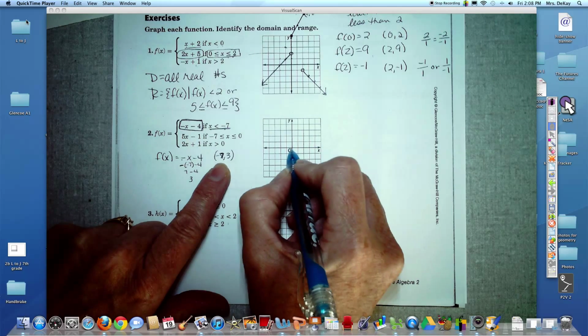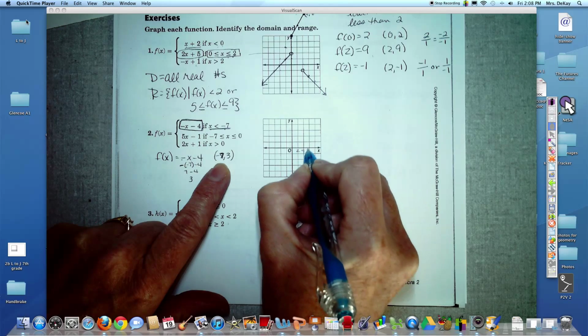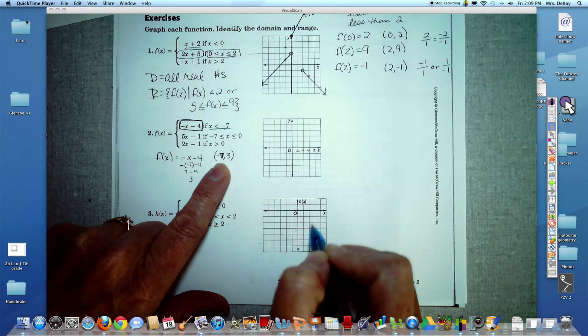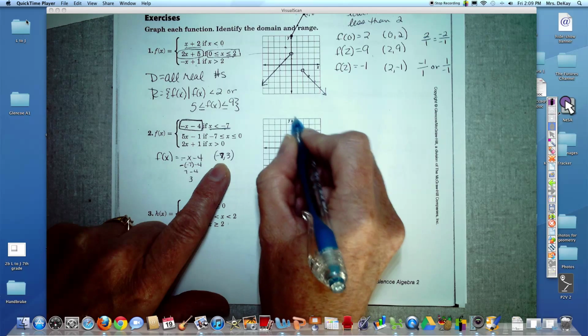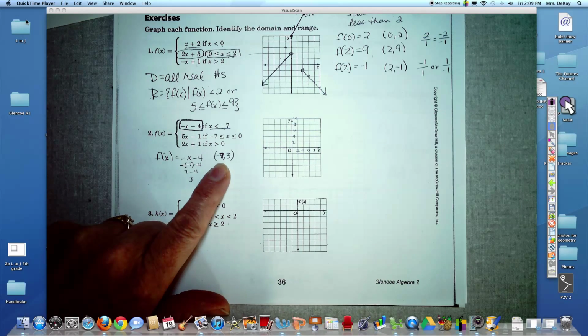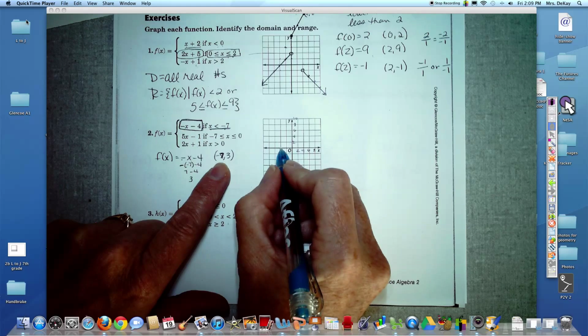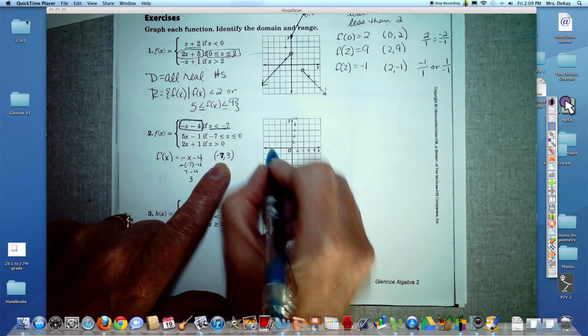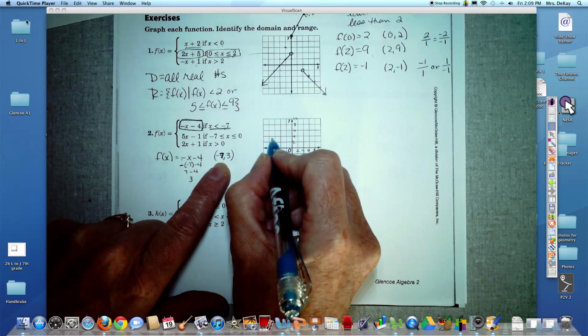I think we better count this graph by 2's, because I can foresee something weird happening here. So let's count this by 2's. Okay, negative y's as well. So the point -7, 3 would be -2, -4, -6, -7, 3 would be about here.